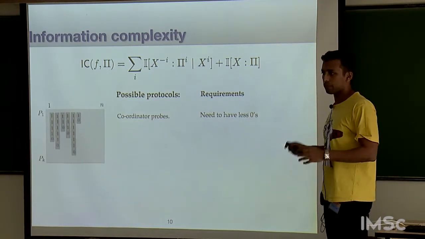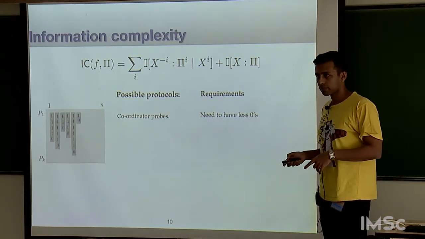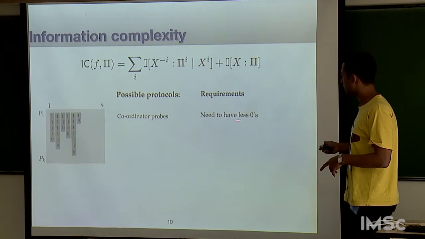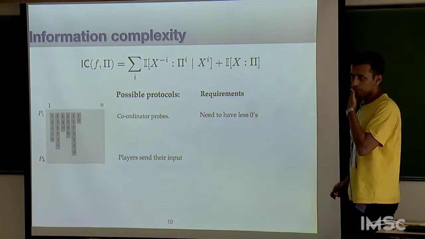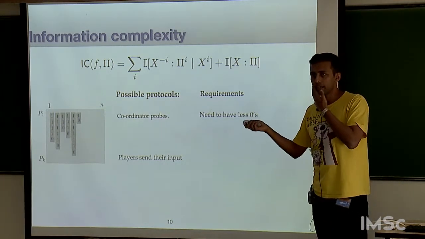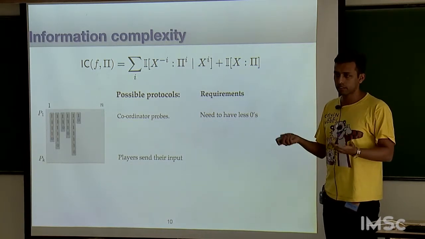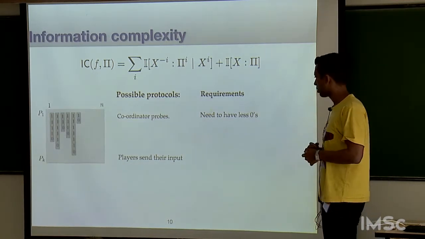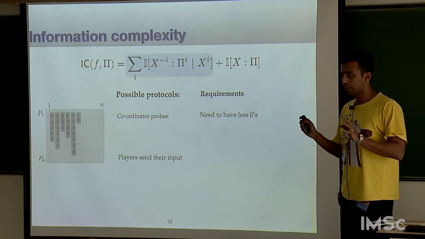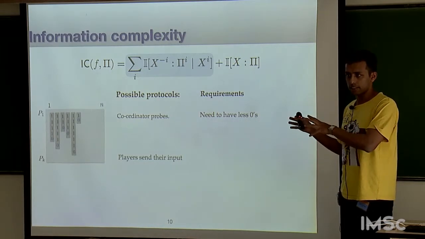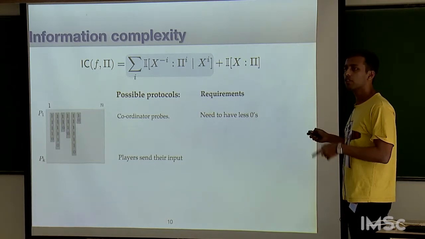For this term to push up, you need the coordinator to probe deeper, and that can be achieved by having fewer zeros in each column. Now there is another protocol. Players just send their input to the coordinator, as naive as it can be, and the coordinator just computes the disjointness. Well, this term is 0, because no player knows anything about the other player's input in this case. But the coordinator is learning a lot, and you will see that this term shoots up.